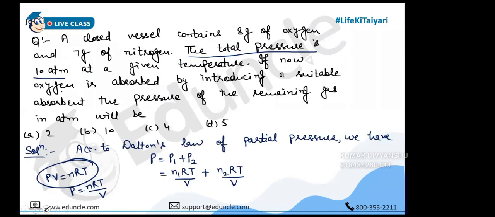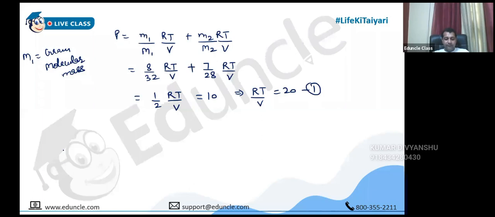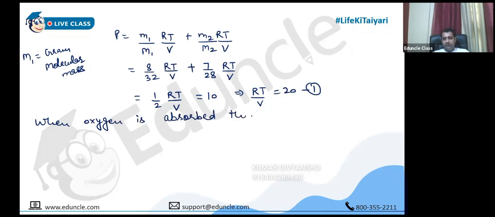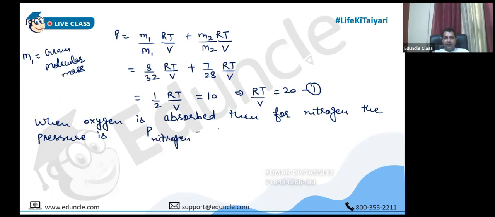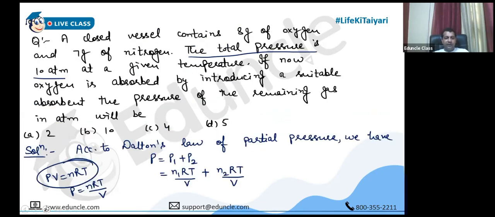Yes. Then it is being said that if oxygen is absorbed by introducing a suitable absorbent, then we are left with only nitrogen. Then the pressure exerted by nitrogen will be this much only. P nitrogen is 7 by 28 RT by V. So it is 7 by 28 into 20 atmosphere. So it is 5 atmosphere. This is the answer, D option.